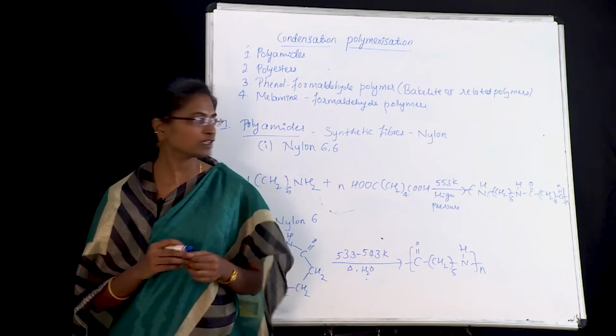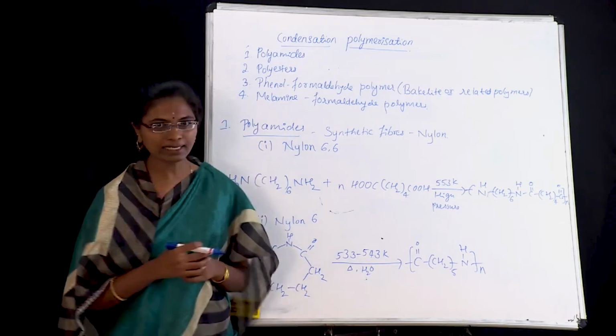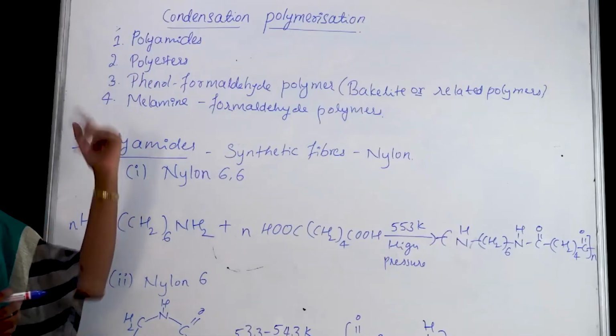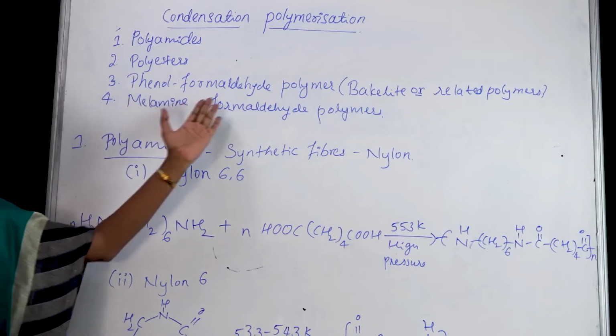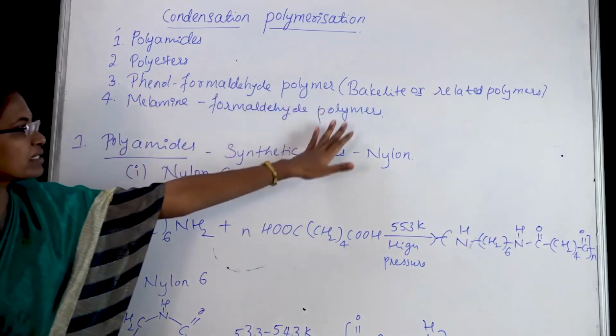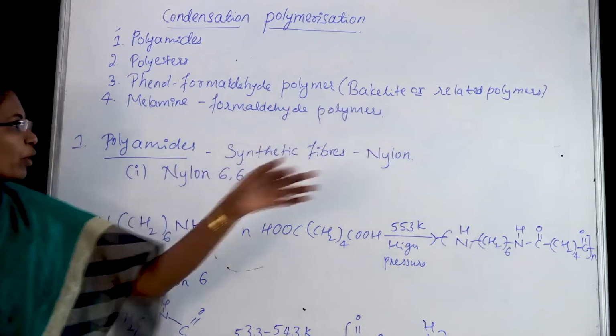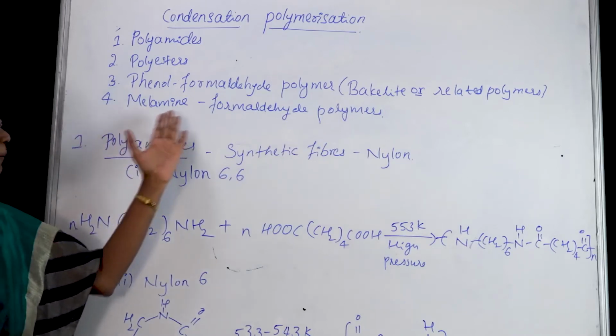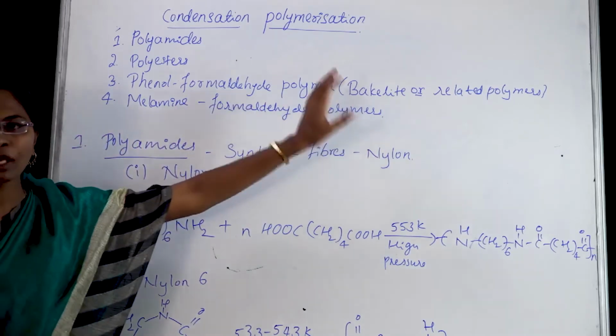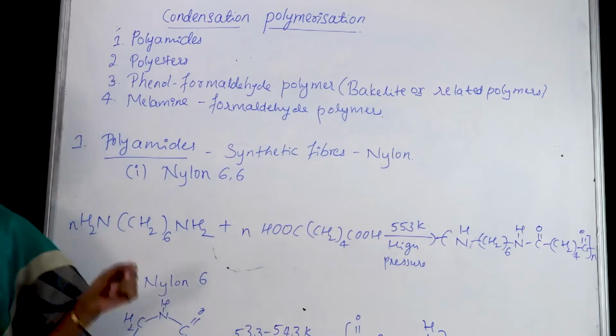Here we will discuss four different types of condensation polymerization. The first is polyamides, the second is polyesters, the third is phenol formaldehyde polymers, meaning bakelite or related polymers, and the fourth is melamine formaldehyde polymers. We will discuss them one by one.